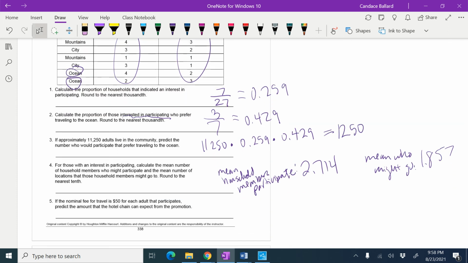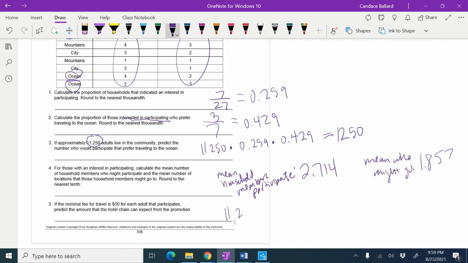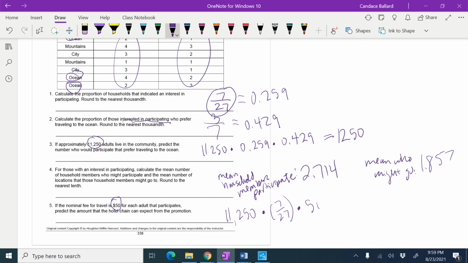All right. Finally, on number 5, the nominal fee for travel is $50 for each adult that participates. Predict the amount the hotel chain can expect from the promotion. So we're going to start with this number of adults, 11,250. I'm going to multiply that by the proportion of households that indicated interest, which is technically this right here. So I'm going to use the fraction versus the rounded decimal, and I'm going to multiply that with $50. All right, so let's go put that into Desmos.